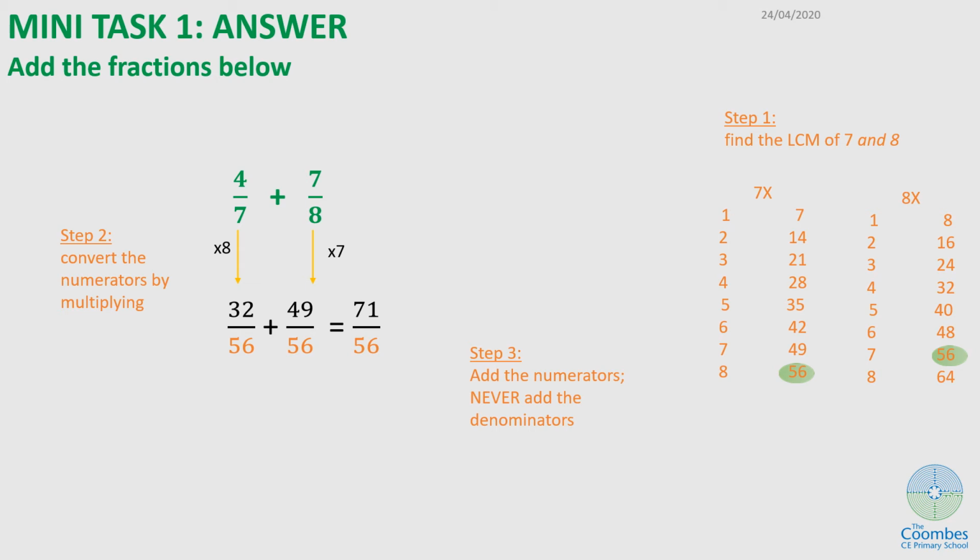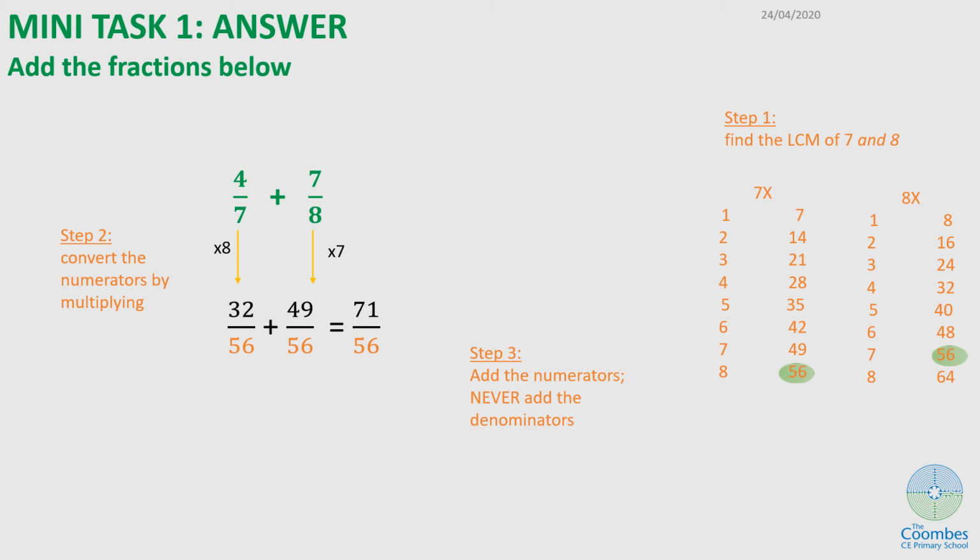Now, how did you do? What I asked you to do was to add 4/7 to 7/8. The first step is to find the multiples of 7 and 8. Then you can find the lowest common multiple.